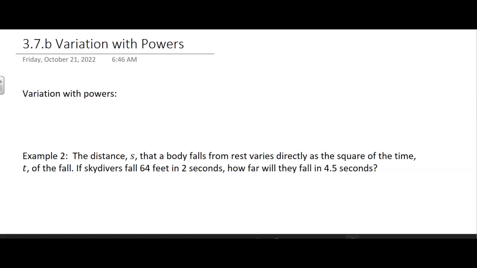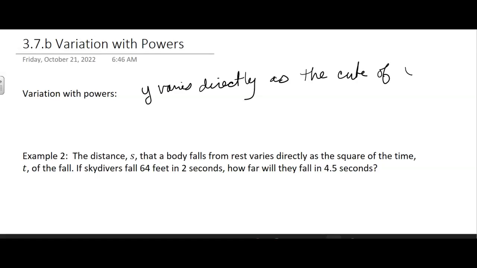Okay, so they can also have variation with powers. So they might say y varies directly as the cube of x. So what that means is y equals k, because there's always a k, but now it's not just x, it's the cube of x. That means x cubed. So that's how you would write the relationship. Okay, so that's the idea. It doesn't have to be cube, it could be squared or the fourth power or something like that.